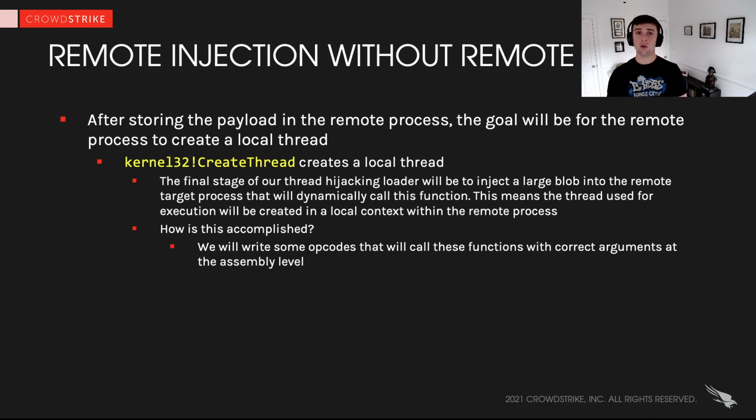Like I mentioned earlier, local injection is much less scrutinized than remote injection, and it's a bit harder to detect. And because of that, we want the API call to happen in the remote process to create a local thread in context of the remote process. So the way we do this is actually at the assembly level, we'll write some custom opcodes, basically custom shellcode, that will dynamically call CreateThread while supplying the beacon payload as the routine we would like to execute.